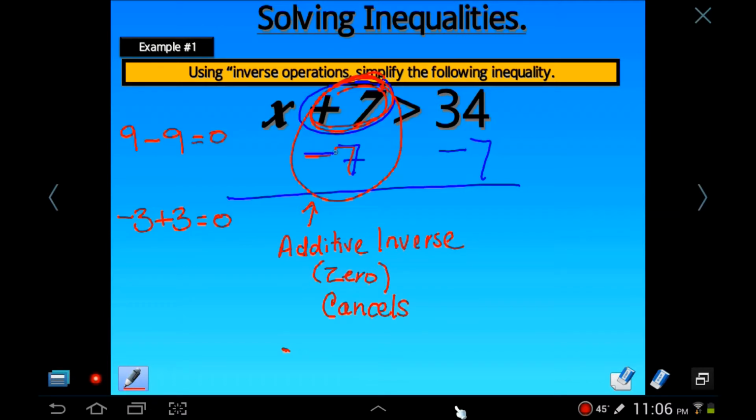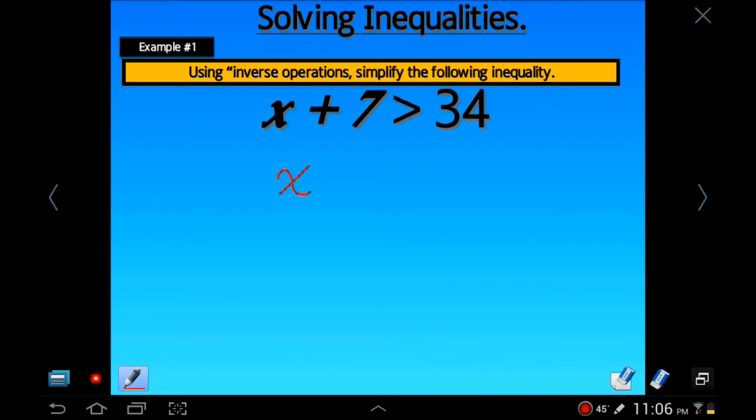Okay, so what we do to one side, like I said, take away 7. We take away 7 from this side. There we have it. The 34 minus 7 is 27. Okay, so our answer is x is greater than 27. So now what we need to do is graph our solution. So hopefully that made sense to you how we solve that. It's no different than what we just did with an equation.